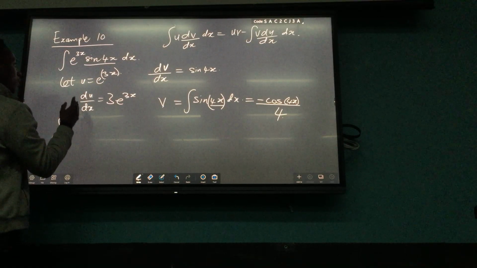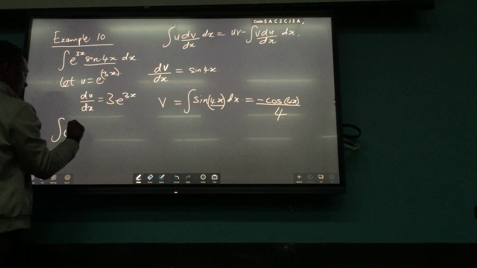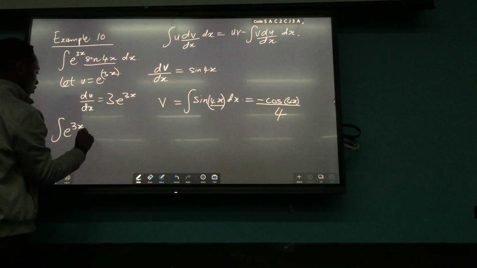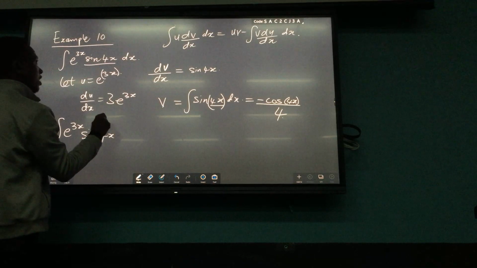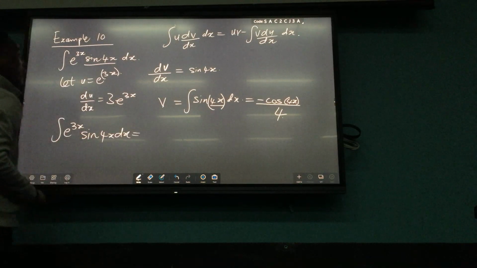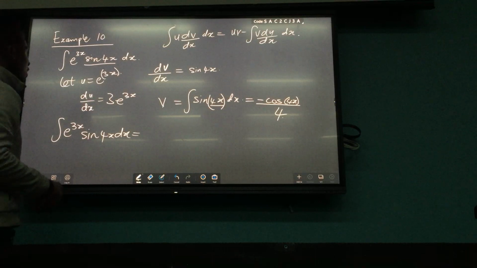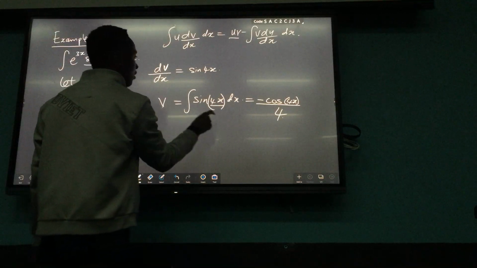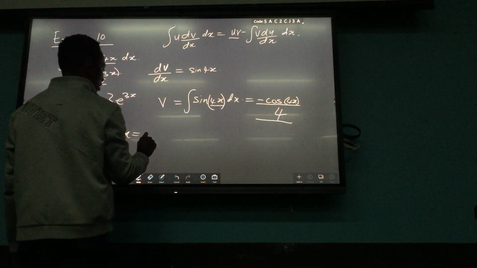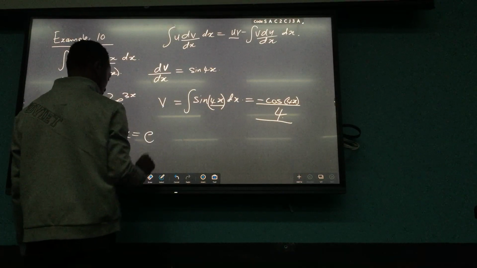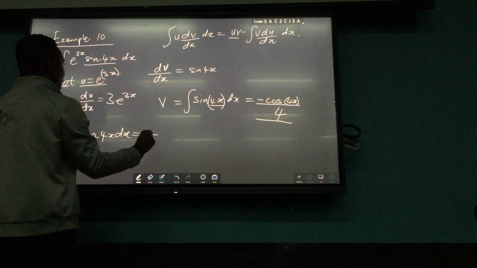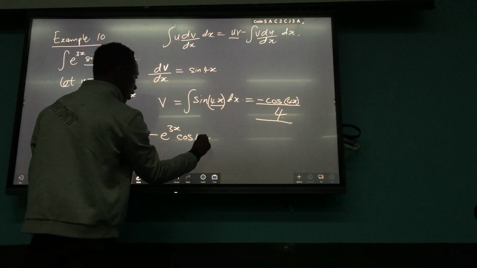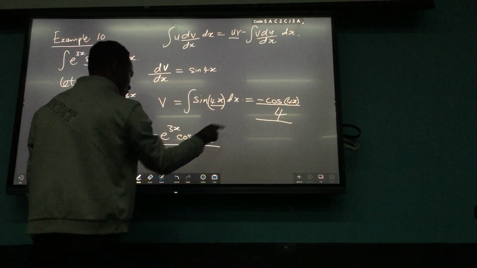That's just the question, because u is e to the 3x and dv dx is sine 4x. So we get e to the 3x sine 4x dx, which is just our question. So we're going to have uv, which is u and v, that one. So we get, let's start with that negative, minus e to the 3x cos 4x over 4, which is that uv.